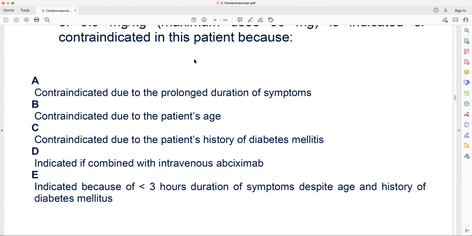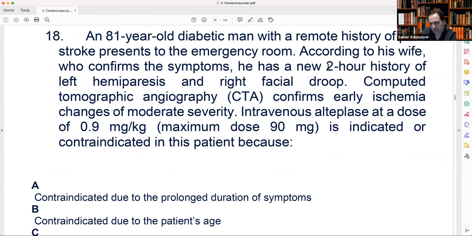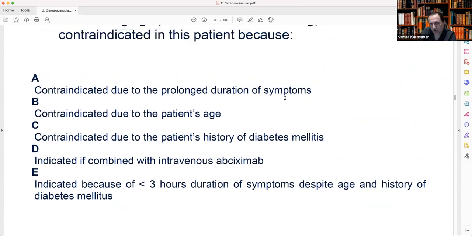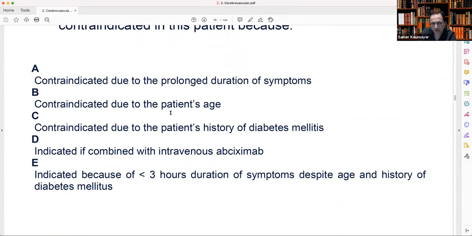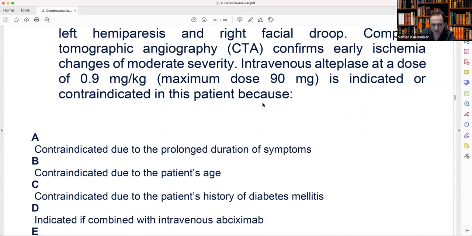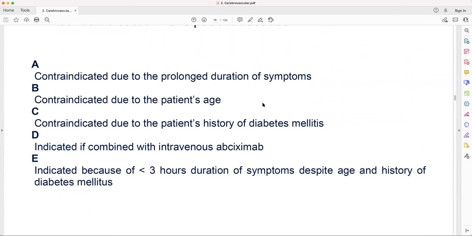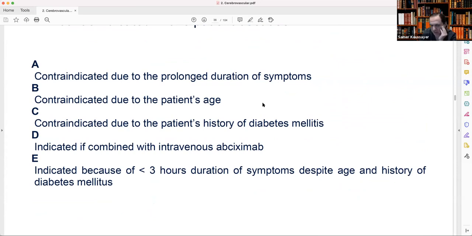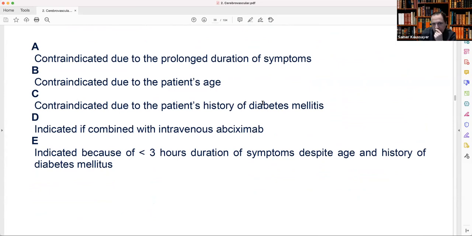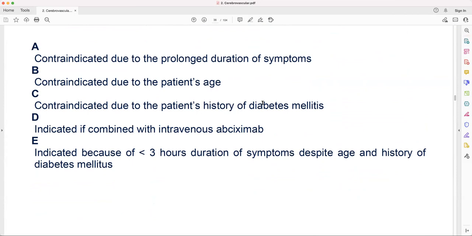So that's why they give you 2 hours here. It was less than 3 hours. If they gave you 4 hours here, then we'd get you, because the patient is 80 years old and diabetic. So two things: diabetes and old age. You cannot give it after 3 hours. It's confusing, but you just have to remember the numbers. Unfortunately, this is the way it is. The answer will be E: indicated because less than 4 hours, despite his age and history of diabetes. You see? All right? Any question?